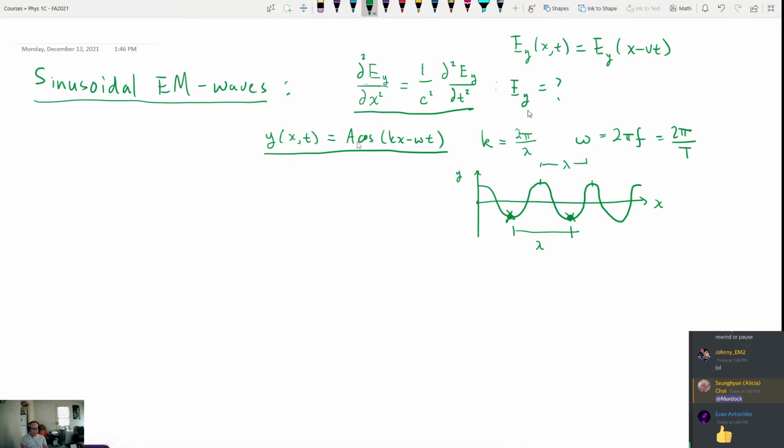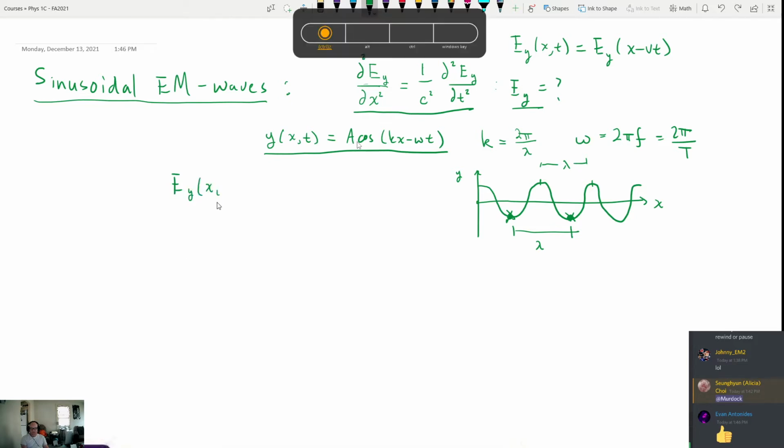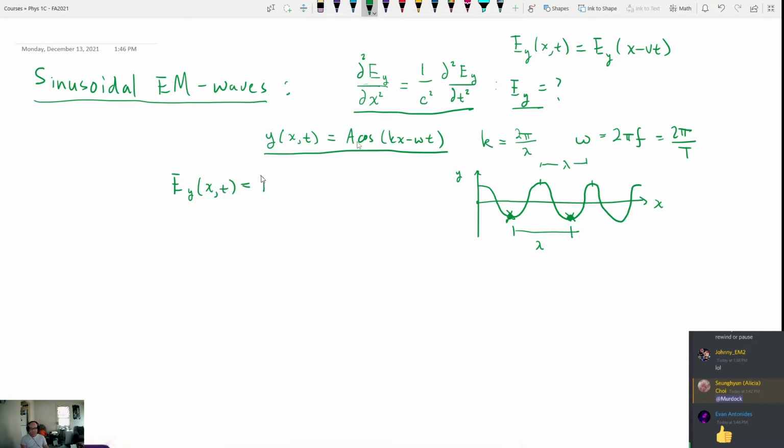So we're going to look at a solution for E_y, the electric field, that looks just like this, where it's the y component of the electric field that's going to show up. We're going to say that our electric field as a function of x and t, just the y component of it, is equal to some E maximum, which is just the amplitude of the electric field, the largest size that it gets, times the cosine of kx minus omega t.